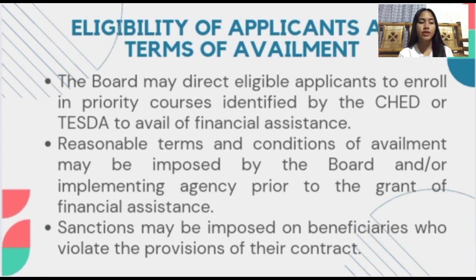So, reasonable terms and conditions of availment may be imposed by the board and or implementing agency prior to the grant of financial assistance. Sanction may be imposed on beneficiaries who violate the provisions of their contract. So, na-sanction ang mga beneficiaries if mo-violate sila sa provisions sa ilahang kontrata.